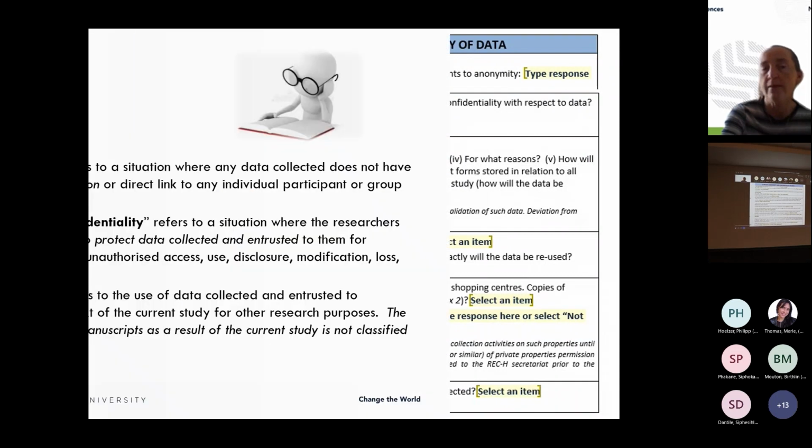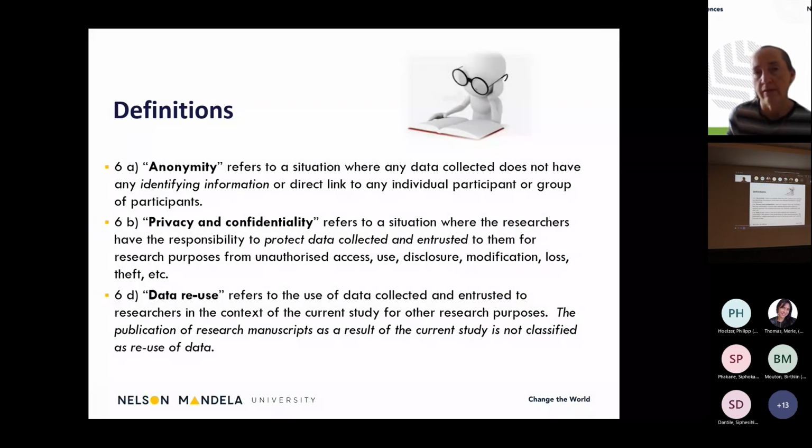Very important. There's a block at the beginning of the ethics form, with the instruction at the bottom: delete this block before you submit the ethics form. That block that often we sort of scan over and do not read is actually a very important block, because it gives us the definitions, not only for the sections I'm discussing with you today, but also for the other sections.